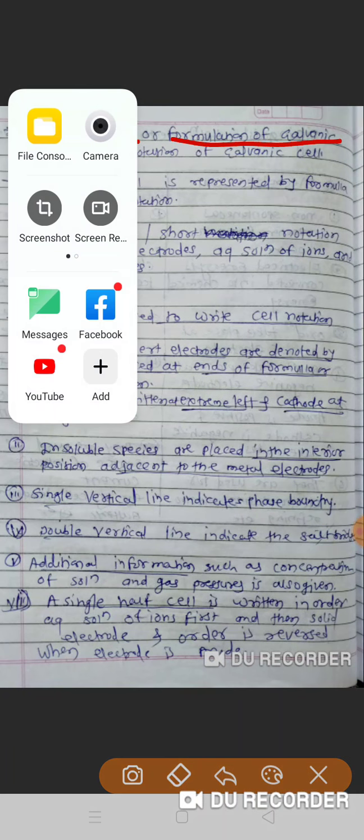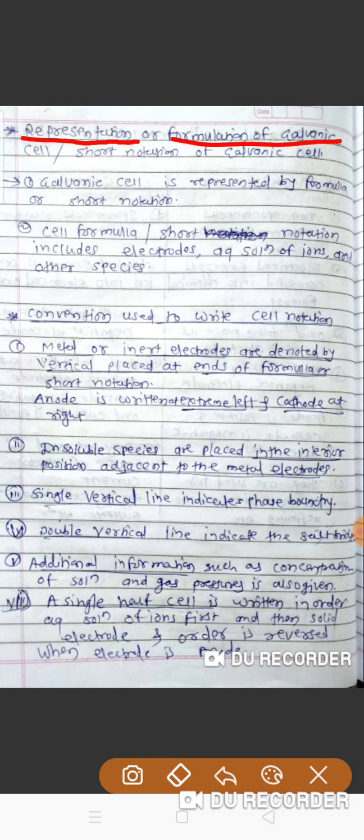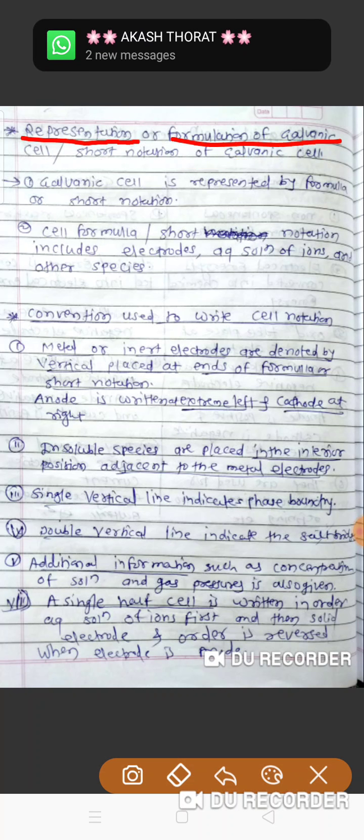Good morning, students. Today we are discussing the representations or formulations of the galvanic cell, also called the short notation of the galvanic cell. Today we are going to discuss the representation or formulation of the galvanic cell, or short notation of the galvanic cell.